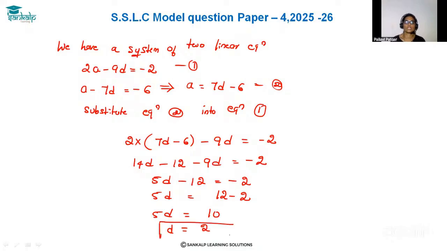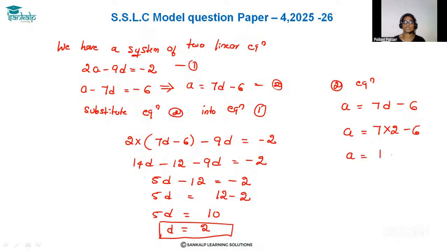So D is 2. Now we have to find A. Observe the second equation: A is equal to 7D minus 6. So A is equal to 7 into 2 minus 6, A is equal to 14 minus 6, so A is equal to 8. So here we got A is 8 and D is 2.